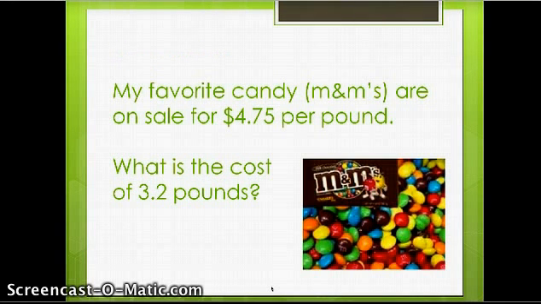Here's your problem. My favorite candy, M&Ms, are on sale right now for $4.75 per pound, and I'm wondering what is the cost of 3 2/10 pounds. I'd like you to pause the video right now. When you've got the problem set up, come back to this and press play before you begin.